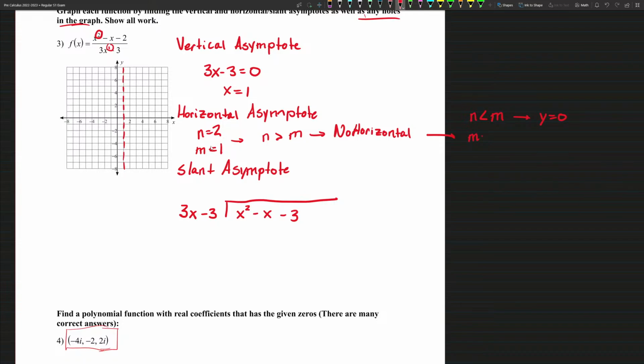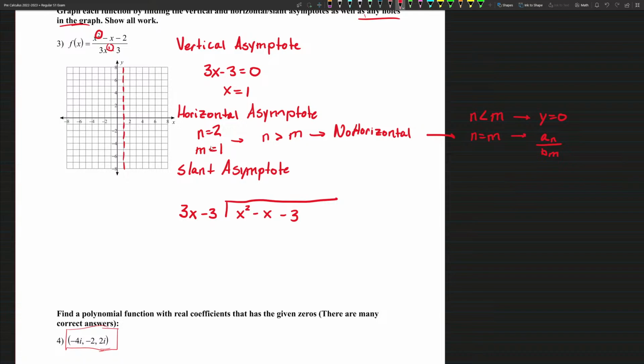If they are equal, you take the ratio of the leading coefficients. And then those are the 3 possibilities. So you either get y equals 0, y equals the leading coefficient of the numerator over the leading coefficient of the denominator, or no horizontal asymptote at all, in which case you have a slant. All right, so just so that's kind of clear.